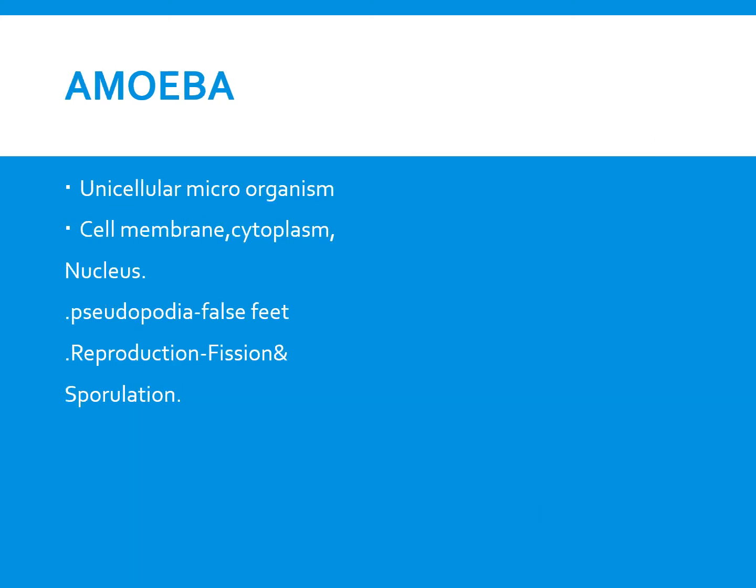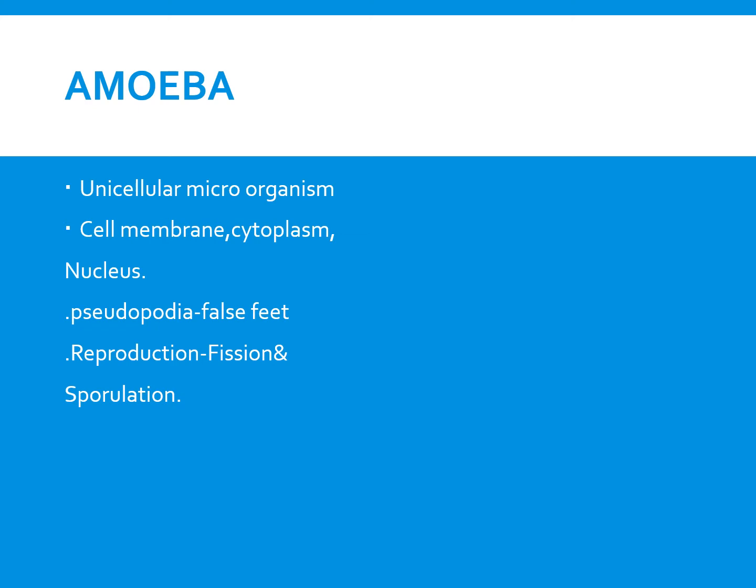Then amoeba, we have studied a lot about it, right? It is a unicellular microscopic structure, with an outer cell membrane with cytoplasm and nucleus. Pseudopodia or false feet are present, and then contractile vacuole which regulates osmoregulation. Clear? Reproduction is by binary fission and sporulation.